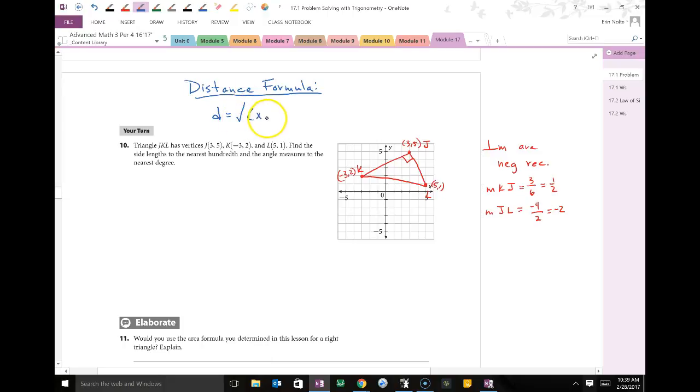Here, I'll just tell you guys. It's the change in x's squared plus your change in y's squared. And then square root. So that's what we're calculating.